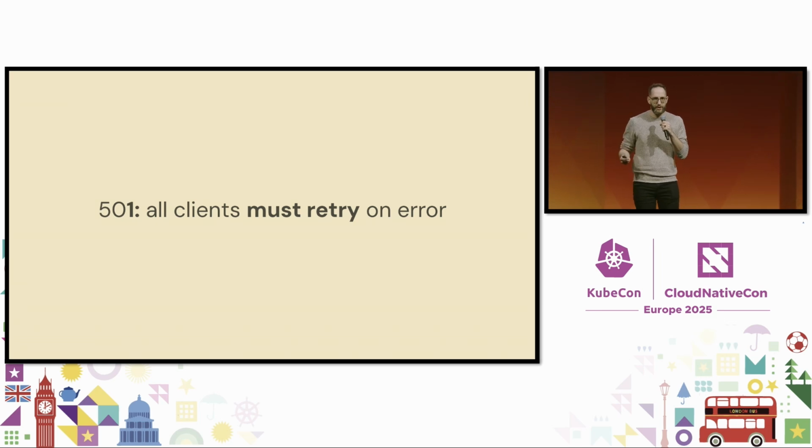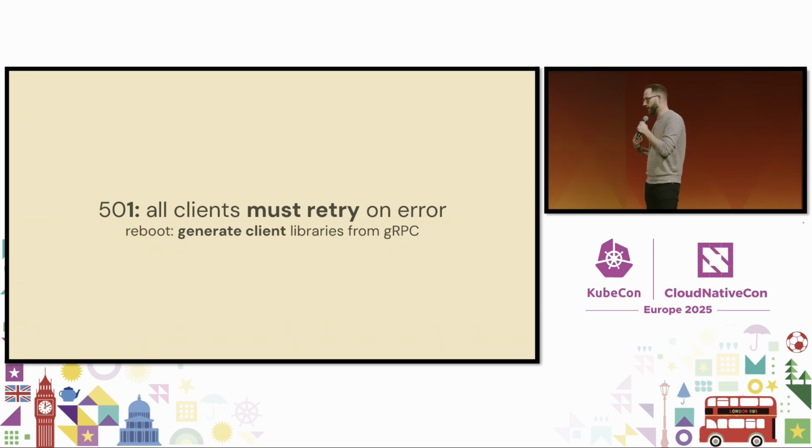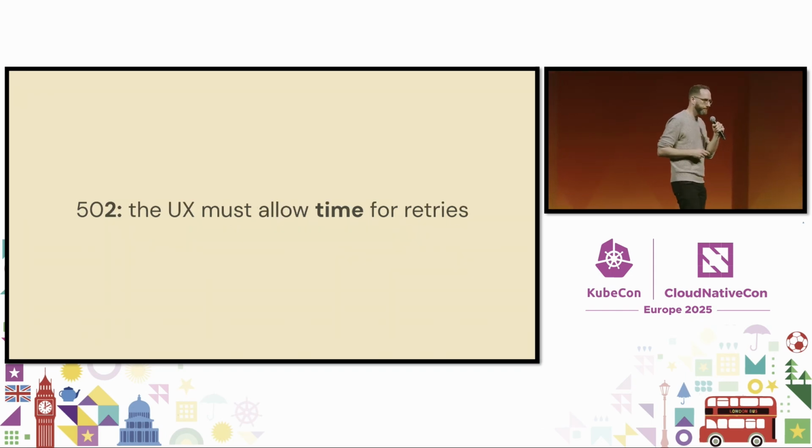If your clients don't retry, this model doesn't work. In Reboot, that's easy for us because Reboot is essentially an extension of gRPC. So like gRPC, we generate our client libraries. But unlike gRPC, the client libraries have retries turned on by default. So in our case, we trust our clients to retry.